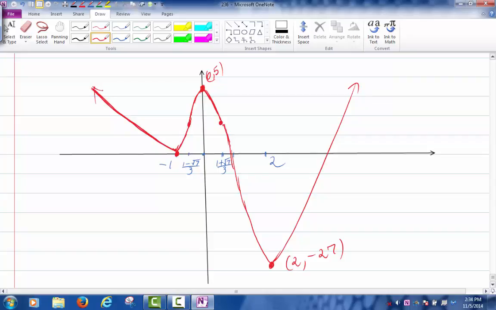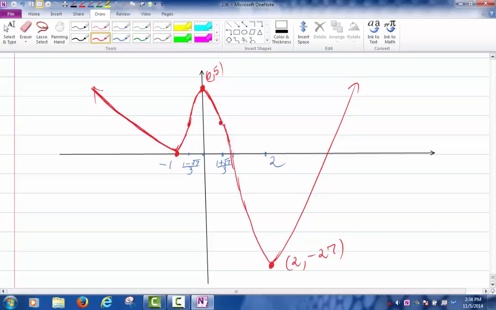So you have to match what you have found. The function, remember, was decreasing up until negative 1, increasing up to 0, and then decreasing up to 2, and increasing again. And also we found that the function is concave up until 1 minus root 7 over 3, concave down until 1 plus root 7 over 3, and then concave up again. If you look at what we found, that's exactly what we found.